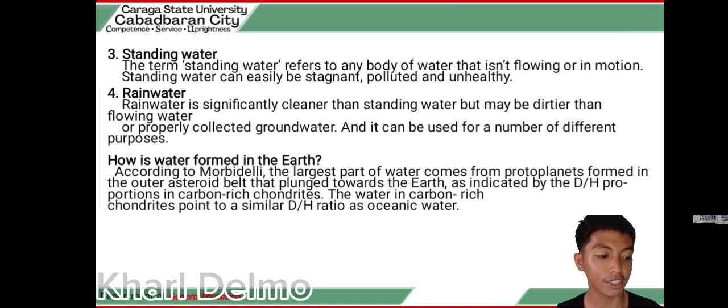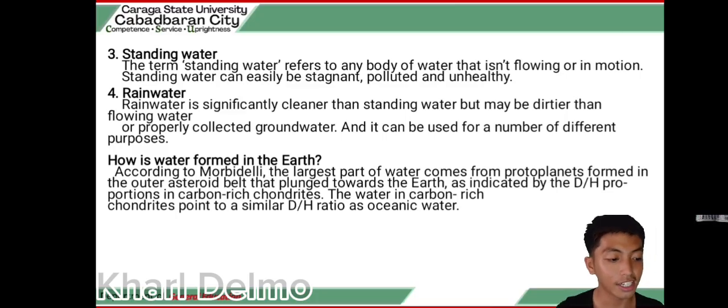However, it may still contain impurities such as gas, pollutants from the atmosphere, or contaminants from surfaces it touches, making it less clean, unless the flowing water is properly collected and treated. Despite this, rainwater is a valuable resource and can be used for various purposes such as irrigation, cleaning, or even drinking if properly filtered and treated.